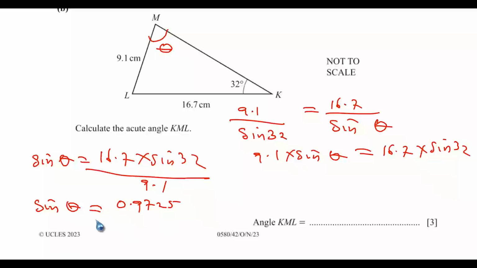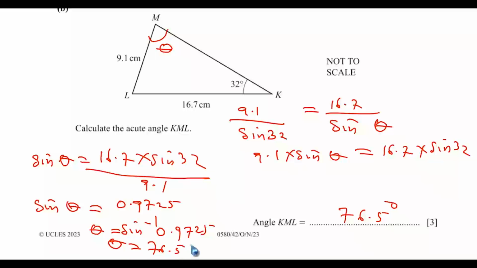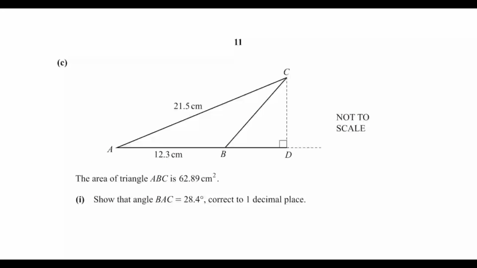Then we can now take sine inverse of both sides. So theta will be equal to sine inverse of 0.9725, and that will give you 76.5 degrees. So theta is equal to 76.5 degrees. So that is the solution to that question. So let's go to the next question. That will be part C.